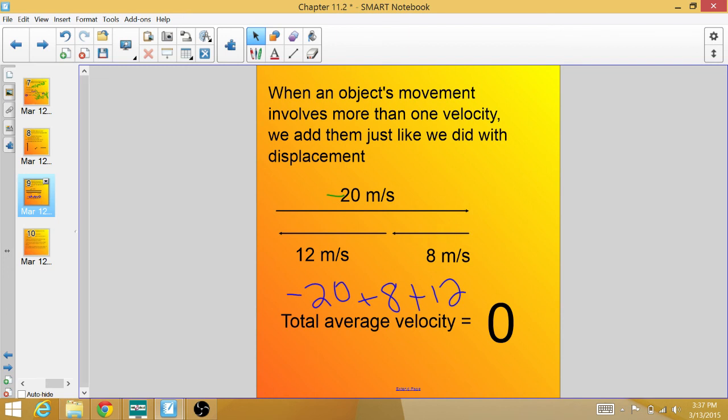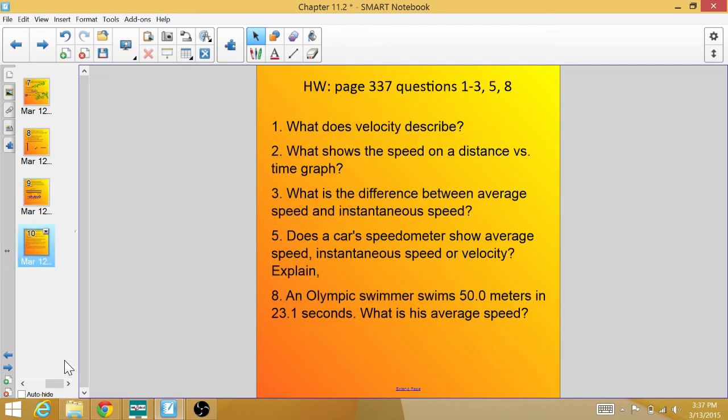So here are your homework questions. Please have them ready for tomorrow.